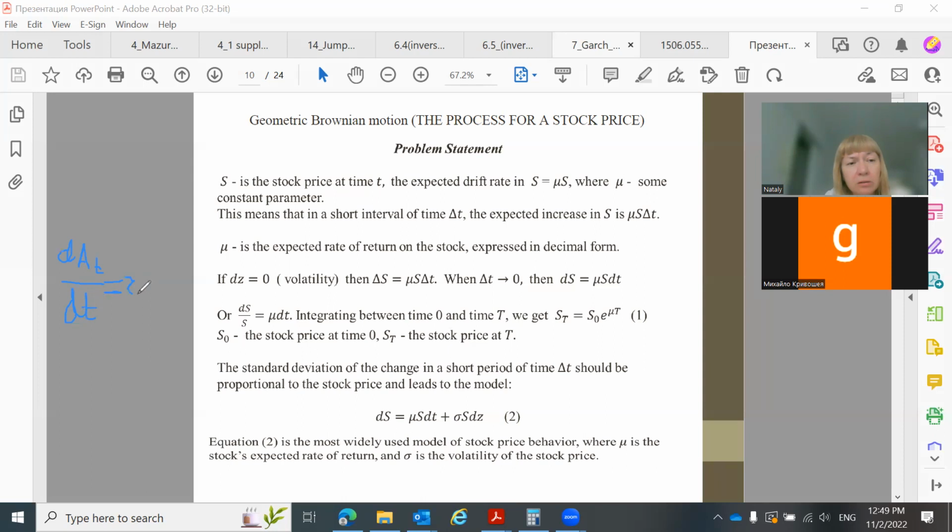to r, the interest rate, and A from t. Yes, you remember this equation. And after that, we said that it is an equation of the first order, and for solving, we need to divide both sides by A and multiply by dt, and it is dA_t divided by A on the left side equals r dt.